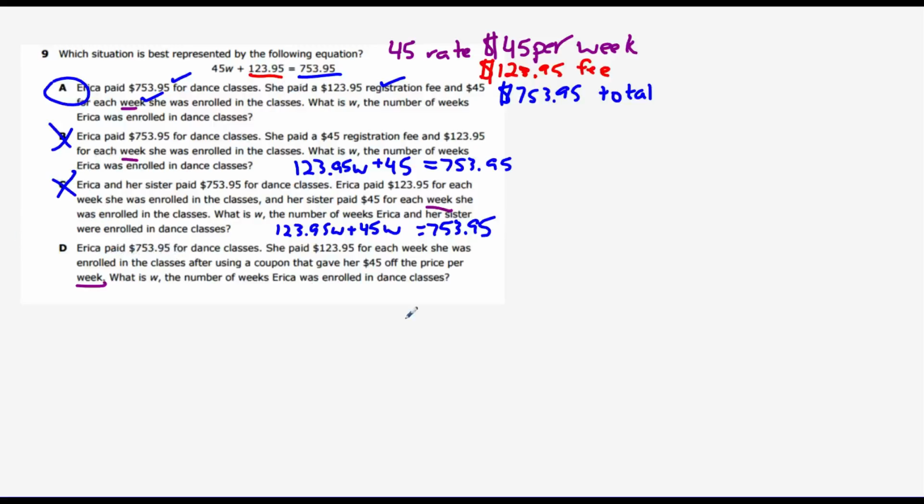And our last one, Erica, okay, still paid $753. So this is good each time. She paid $123 per week. So already that's the part that's wrong. But this time she had a coupon that gave her $45 off. So instead of plus 45, this would be minus 45. So none of those look good, just A. But we check them anyway, because you don't want to look at just answer A and then pick it and then ignore the other ones, because what if we misread, right? No silly mistakes.